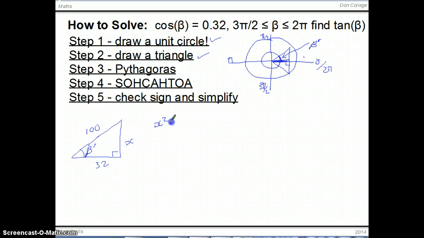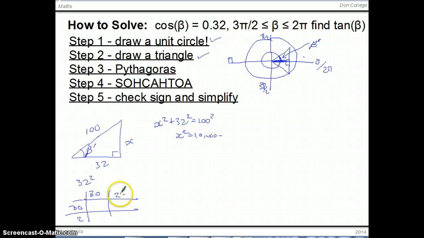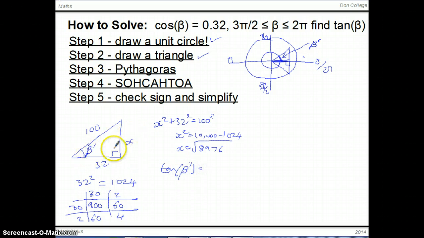So using Pythagoras, x squared plus 32 squared is 100 squared. So x squared is 10,000 minus 32 squared. So you have to be able to do this without a calculator. 32 squared, 32 times 32, I would recommend breaking it up like this. So you've got 30 and 2 times 30 and 2, which would give us 900. 30 times 2 would be 60, 30 times 2 would be 60, and 2 times 2 would be 4. So 32 squared is in total 1024. So 1024 there, and then x would be the square root of 8,976. Okay, now tan of beta dash, which is here, would be the opposite over adjacent, so square root of 8976 over 32.